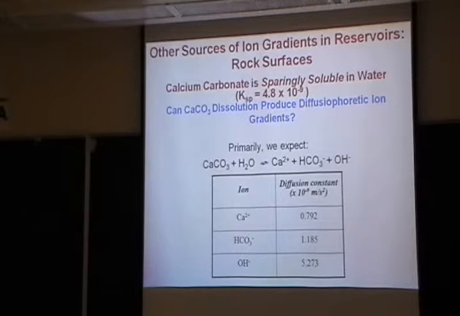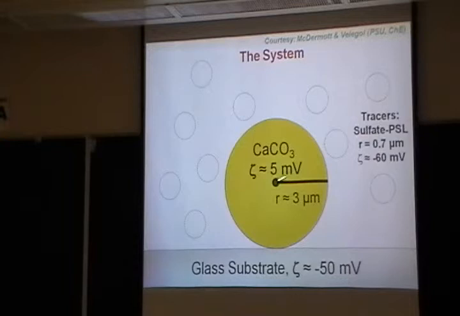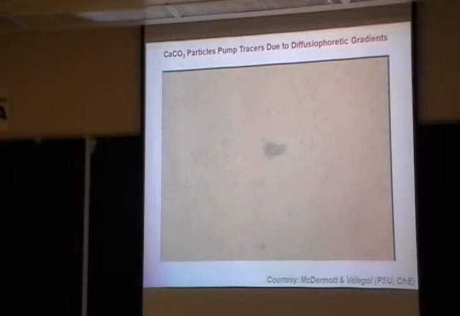So what that means is that just a piece of limestone put in water should cause movement, because ions are coming out, the anion is moving faster than the cation, and the tracer particles should respond. So you can take a piece of calcium carbonate, in this case about 3 micron, and put tracer particles, which are negatively charged sulfated polystyrene, on a glass substrate, and see what happens. I mean, this is so stupidly simple, it's unbelievable. So first of all, they're collecting around the calcium carbonate, and then start being pumped out.